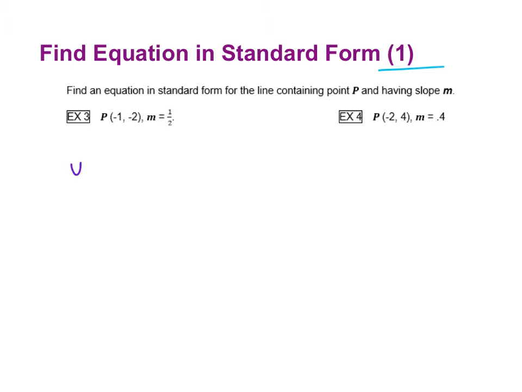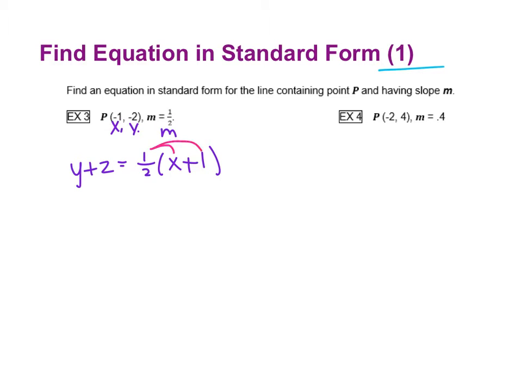Point slope form is y minus our y1. Let me go ahead and label, you have x1, y1, and then here's your slope. So y minus a negative 2 becomes plus 2 equals 1/2 times x minus a negative 1, which becomes plus 1. All right, after you have point slope form, now we have to solve this for y. So we start solving the equation.